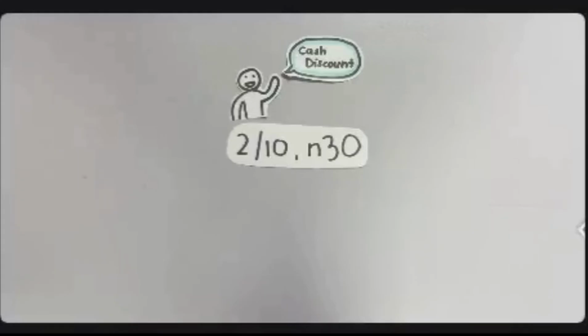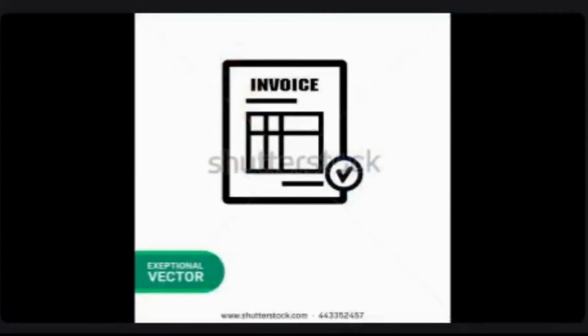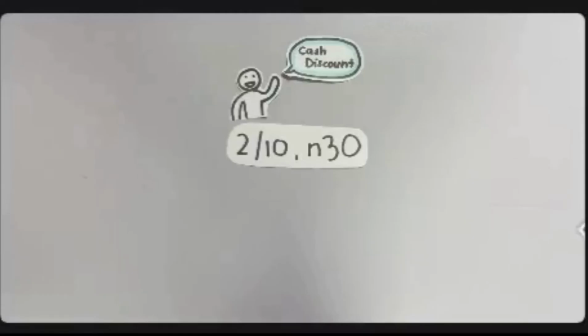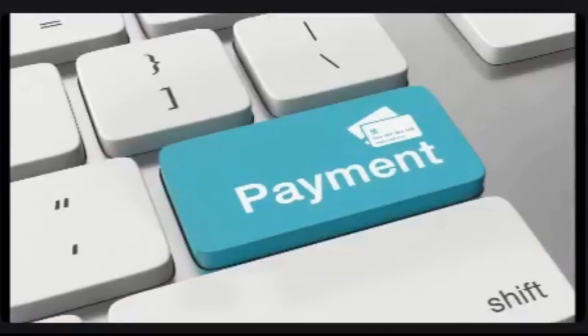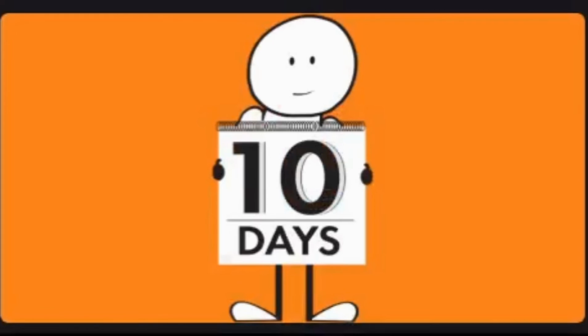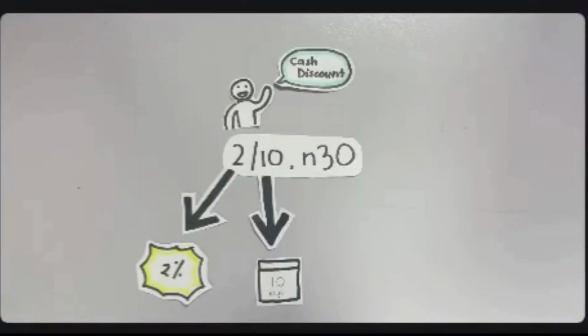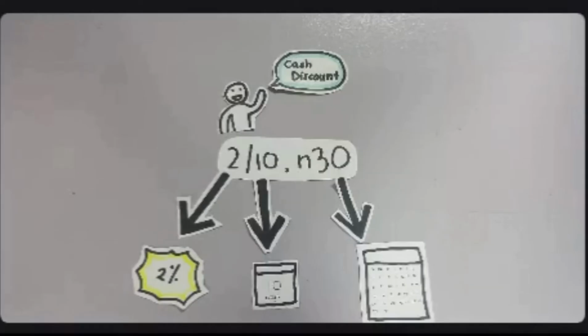As shown in the video right now is an example of how the discount is coded on the invoice. The number 2 indicates the discount rate that will be received by the customer if the payment is settled within 10 days, as the number stated beside the slash. While N30, read as net 30, acts as a reminder that the bill must be paid within 30 days of the invoice date regardless.